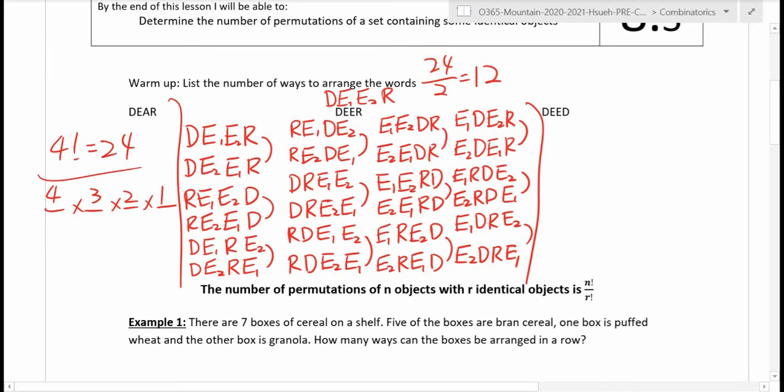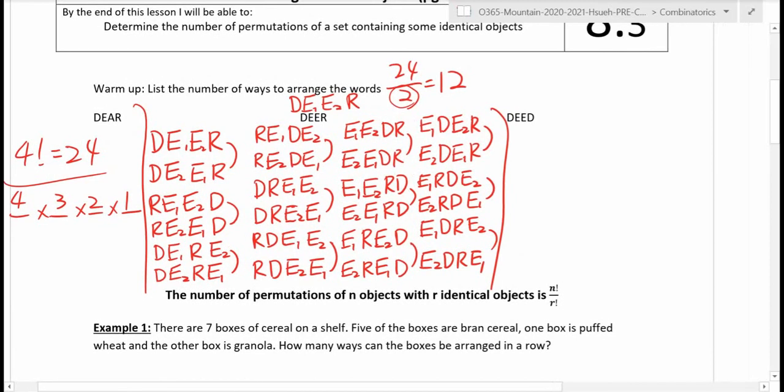Interesting. We divided by 2. So we need to think about where this 2 is coming from, because 24, we know where that comes from. That's just 4 factorial. Now, where does this 2 come from? Is this 2 because there are two letters? So in this case, what do we do then for the word deed? Do I divide it by 4? I don't know. Let's check.